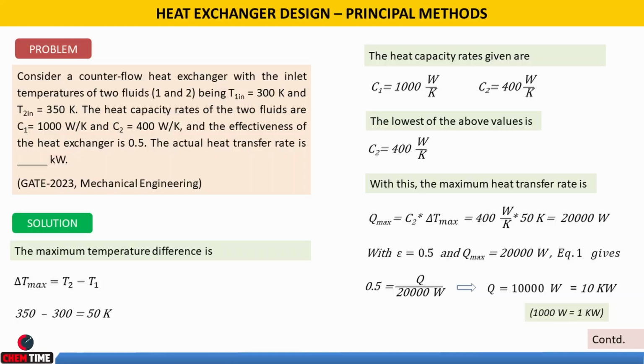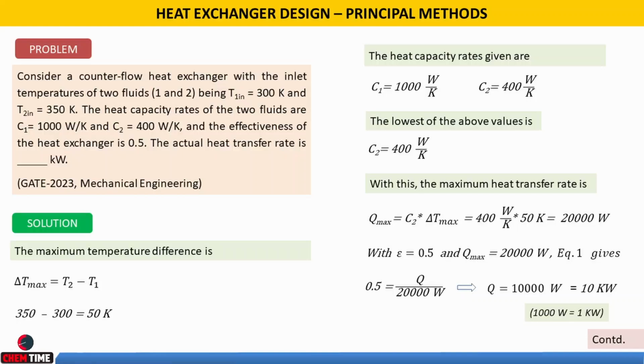The maximum temperature difference, as I mentioned earlier, is the temperature difference between hot fluid inlet and cold fluid inlet. That is 350 minus 300, that is 50 Kelvin. If you look carefully, I am not writing degree Kelvin. I am just writing Kelvin. I request all the viewers to look at this carefully, and I request all of you to mention the possible reason for writing K only in the comment box.